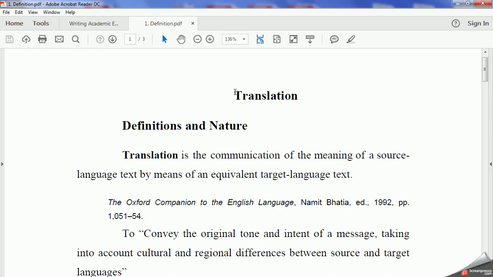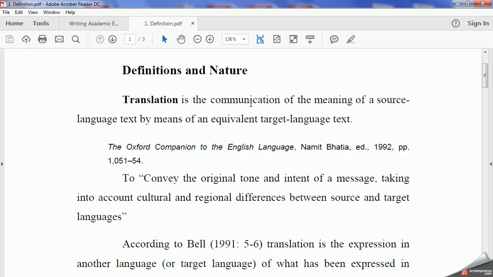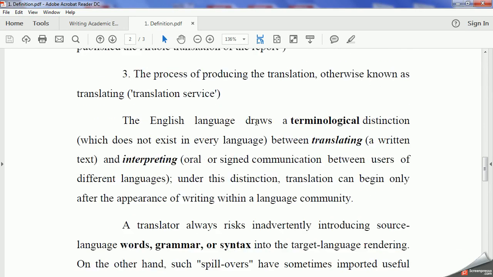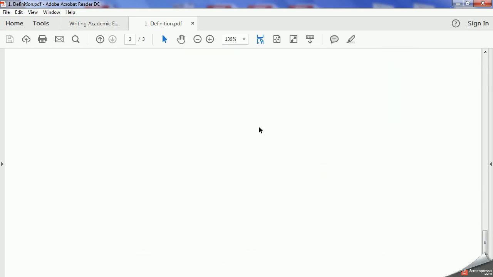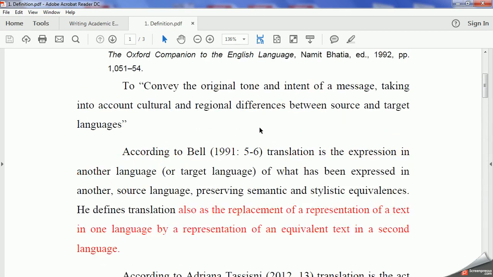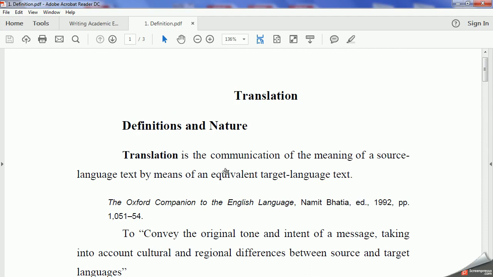Lecture about the definition and nature of translation. In this lecture, we will survey some selected definitions of the process of translation that can be helpful, or we hope that they will be helpful for you to understand this process.